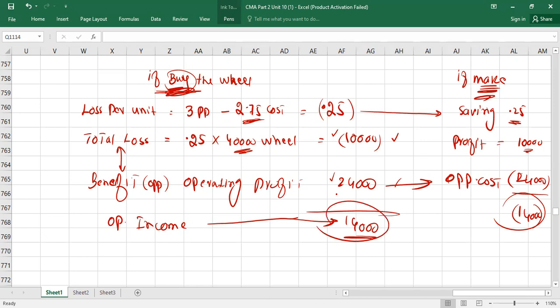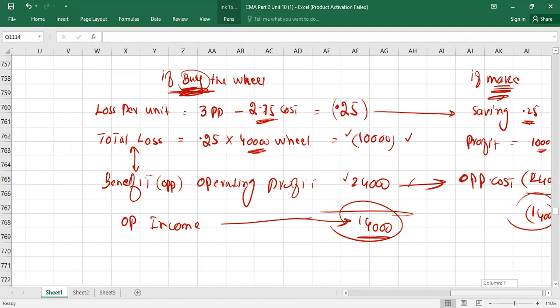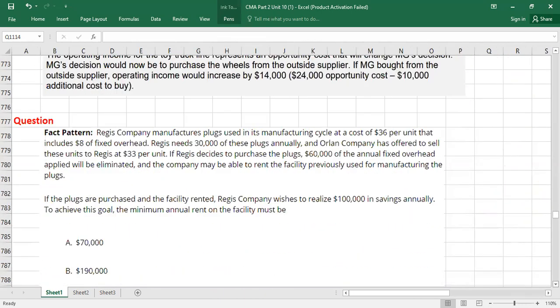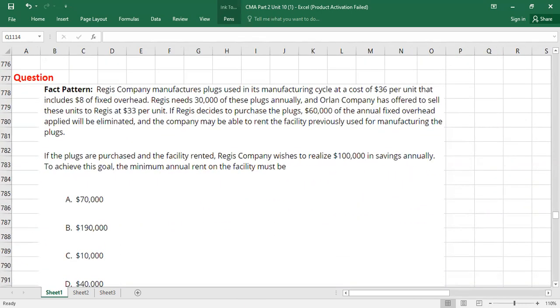I hope it is clear. So this was the example, guys. Now I'm going to show you some exam standard questions, how questions would be tested in your exam. So we have your first question. It is a really important question.